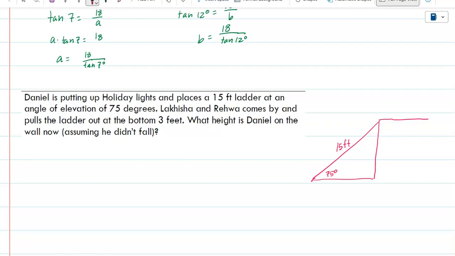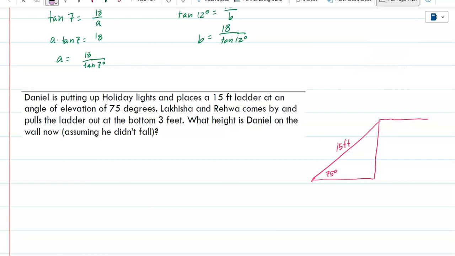Lakeisha and Reva come by and pull the ladder out at the bottom 3 feet. Okay, that's very highly dangerous. Do not do this at home. You can literally injure somebody. And I guess he has one of those ladders that's just a straight one-sided ladder that doesn't give any support. I don't know what they're called. I don't know the names of the ladders.